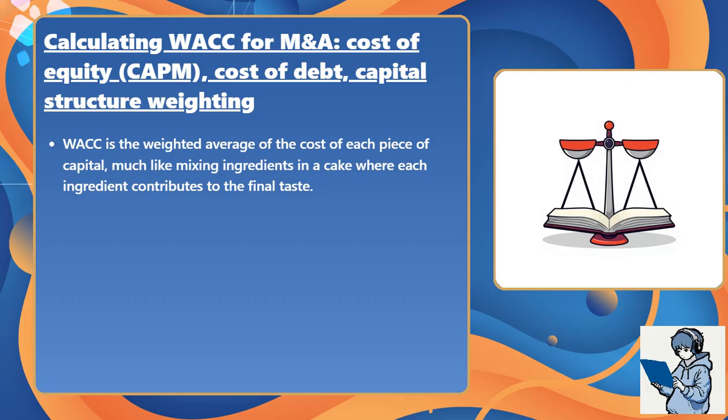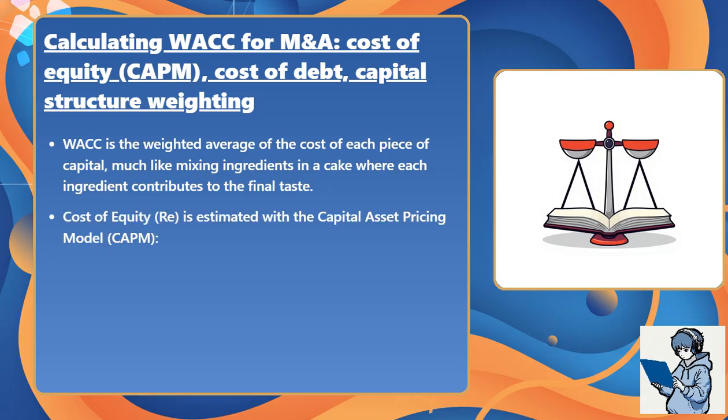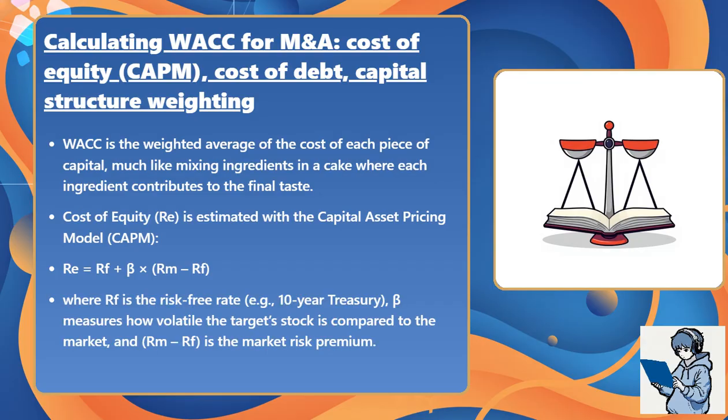WACC is the weighted average of the cost of each piece of capital, much like mixing ingredients in a cake where each ingredient contributes to the final taste. Cost of equity, RE, is estimated with the capital asset pricing model, CAPM. RE equals RF plus beta times RM minus RF, where RF is the risk-free rate, for example the 10-year Treasury, beta measures how volatile the target stock is compared to the market, and RM minus RF is the market risk premium.